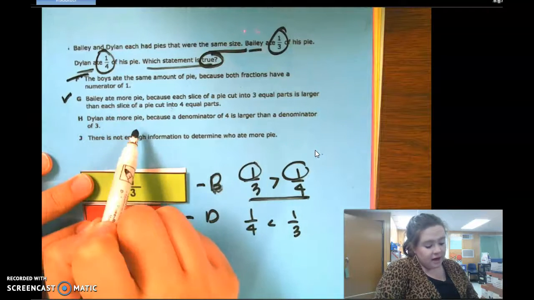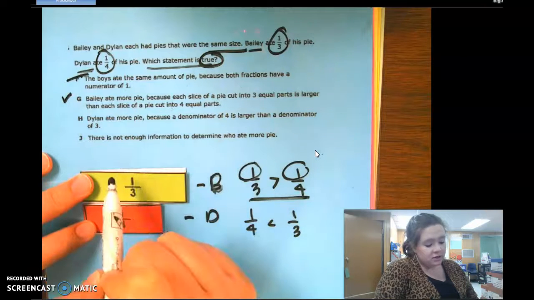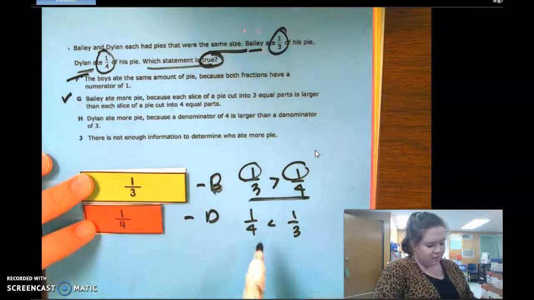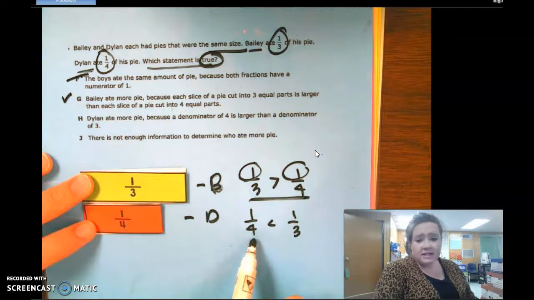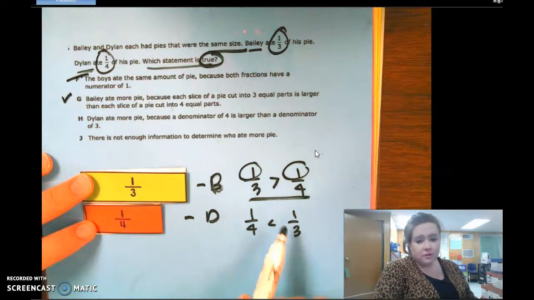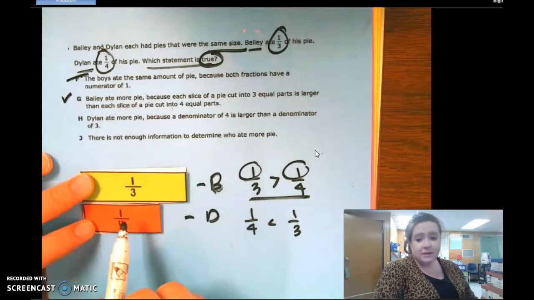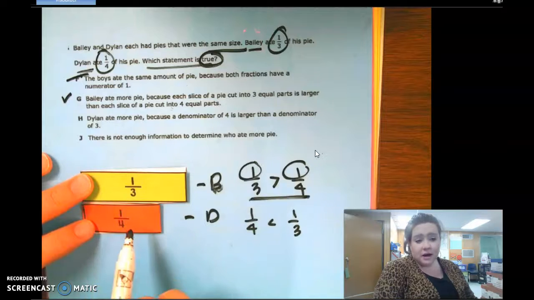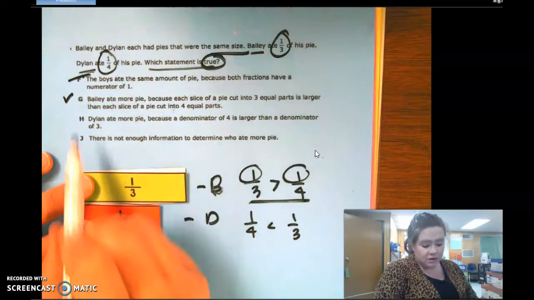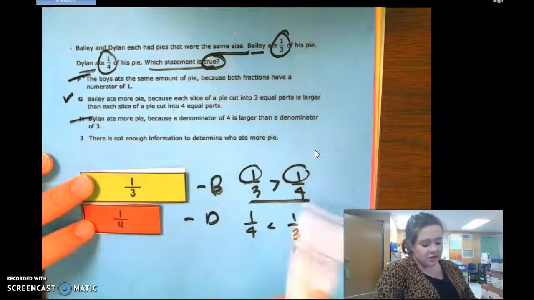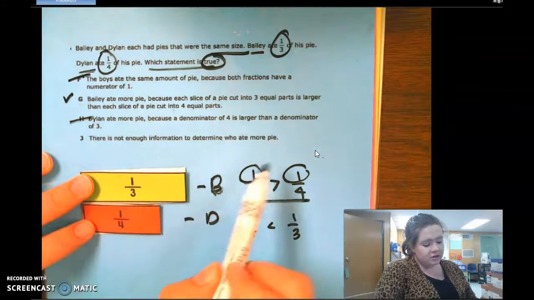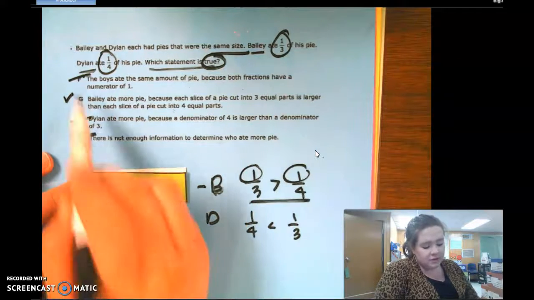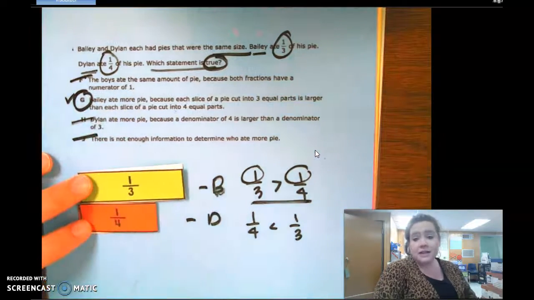Dylan ate more pie because a denominator of 4 is larger than a denominator of 3. Well, a denominator of 4 is larger than 3. 4 is a larger number than 3. But cutting something into fourths is going to make your pieces smaller because you have to cut more into the same size whole. That is not true. There is not enough information to determine who ate more pie. That is not true either. The correct answer here is letter G.